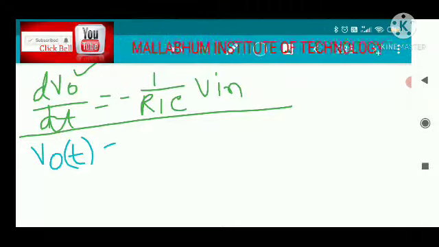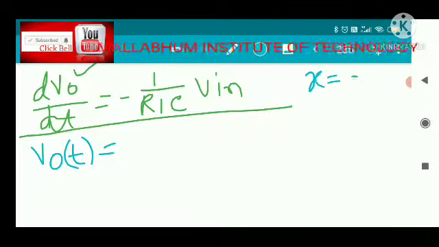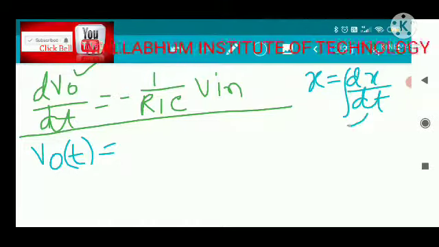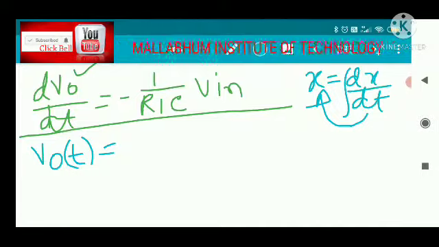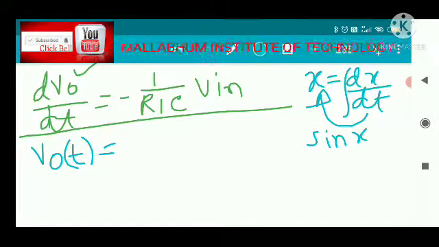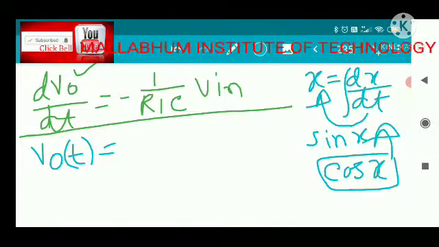This will become V0t. Suppose there is a term x, and if we differentiate it, dx/dt, and then integrate it, we will again get back the original. So this is the procedure followed here. Just like sin x, the differentiation of sin x is cos x, and the integration of cos x is again sin x.